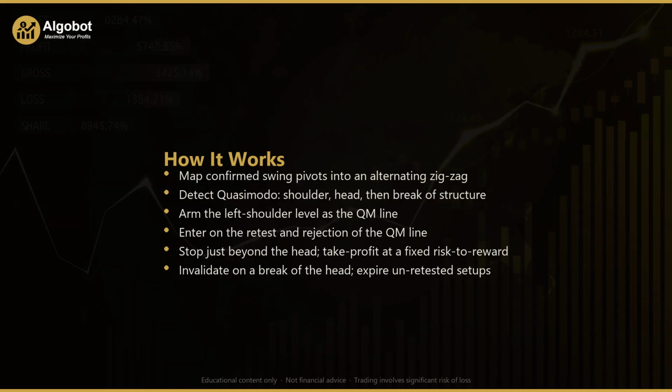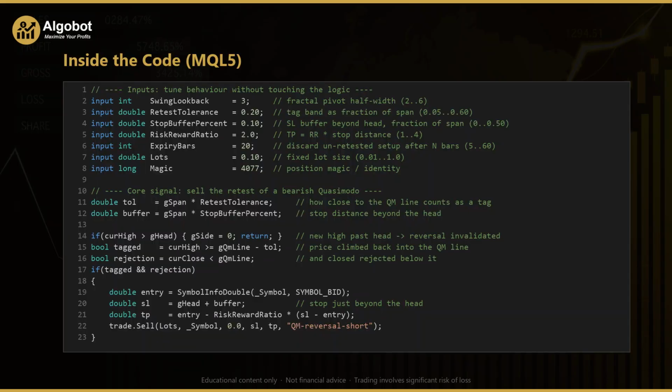And if the retest simply never comes within the number of bars set by expiry bars, the setup quietly expires. Only one position is ever open at a time, each tagged with a magic number. Let's read the actual MetaTrader 5 code on screen, just as you'd see it in the MetaEditor.